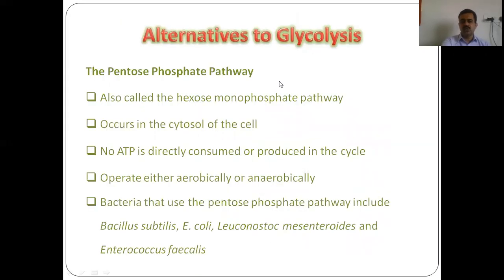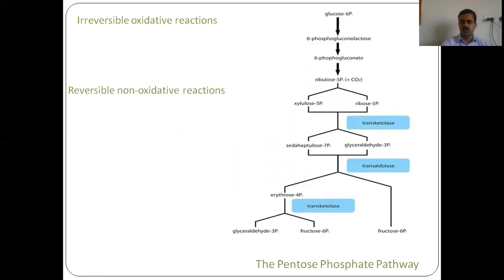Now, an alternative to glycolysis may be the pentose phosphate pathway. We have already gone through this one. It is also called the hexose monophosphate pathway or hexose monophosphate shunt. It occurs in the cytosol of the cell. No ATP is directly consumed or produced in the cell. It can operate either aerobically or anaerobically. Bacteria that utilize the pentose phosphate pathway include Bacillus subtilis, E. coli, Leuconostoc mesenteroides, and Enterococcus faecalis. So we have already gone through this path very quickly, glucose 6-phosphate and so on and so forth.